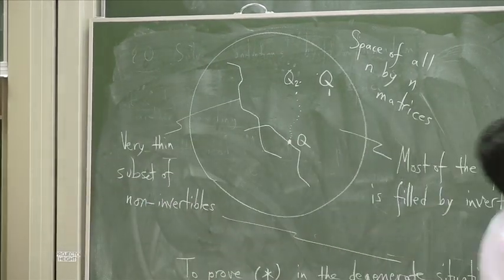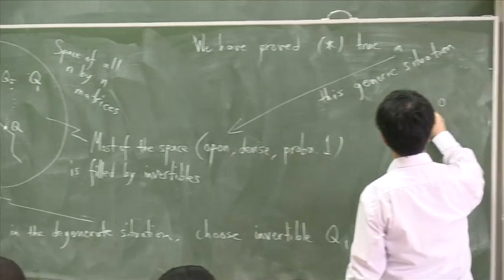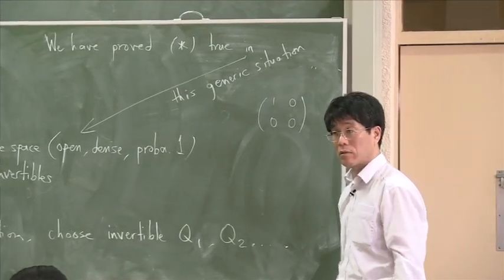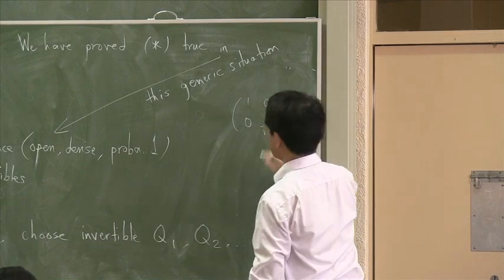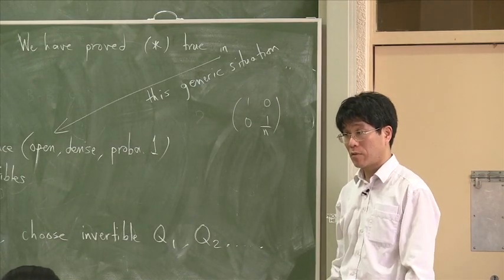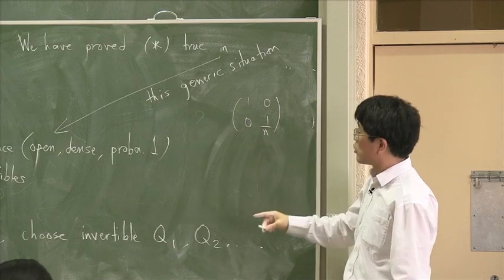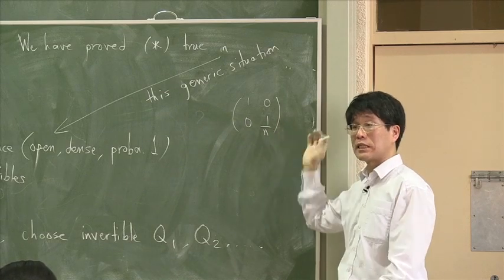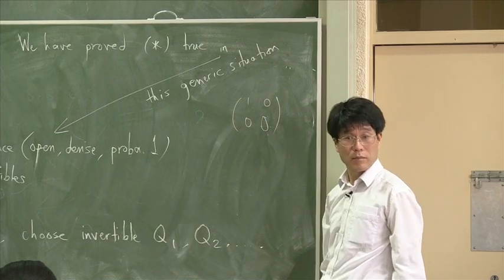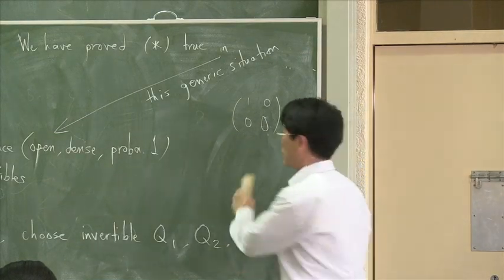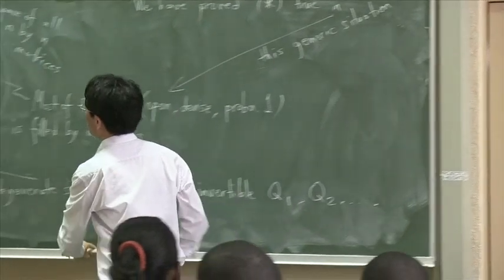Here is an example. This matrix is, of course, not invertible. But I can approximate this by invertible matrices. For example, 1 over n. For each n, it's invertible. And when I take 1 over 2, 1 over 3, 1 over 4, it's an approximation. And in the limit, you converge to this matrix. OK? So that's what you do.